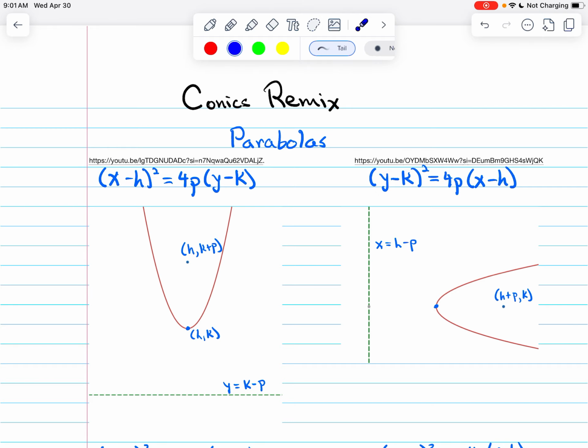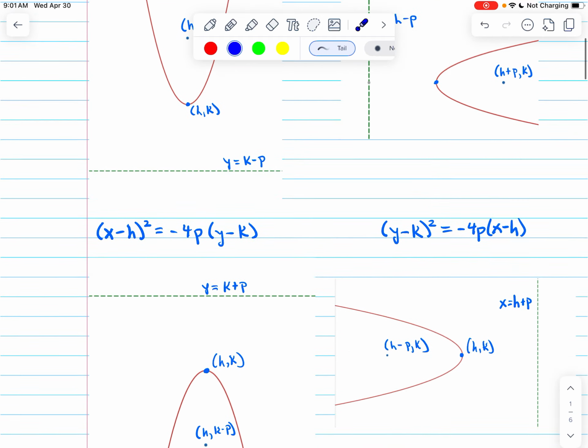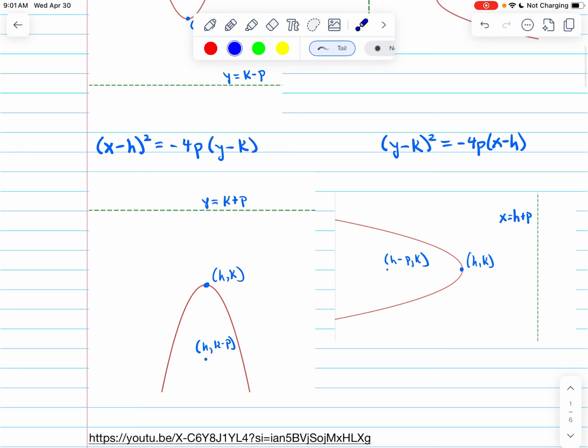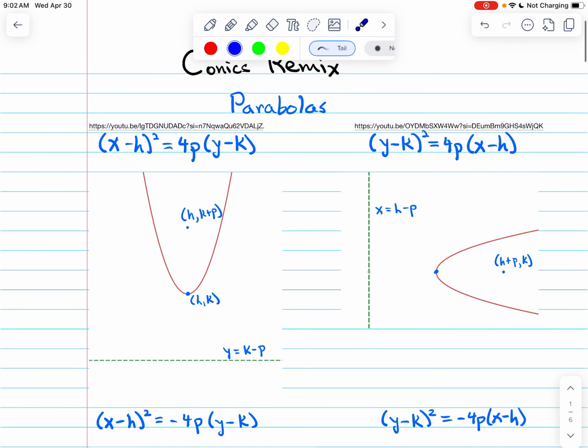Now, if you have a negative in front, you still get the vertex the same way. You get (h, k), but now to get to the focus, you're going to subtract. So it's going to be (h, k minus p). To get to the directrix, you add, because now the line is above. Okay? So that's how you get the three components that we're looking for.